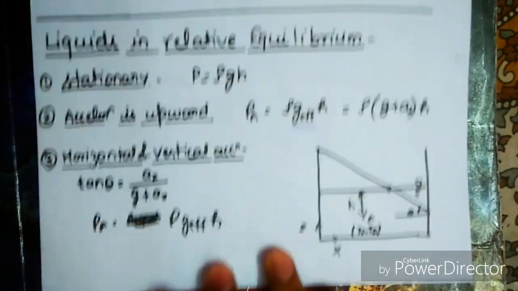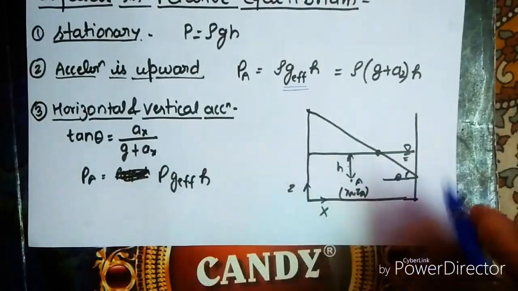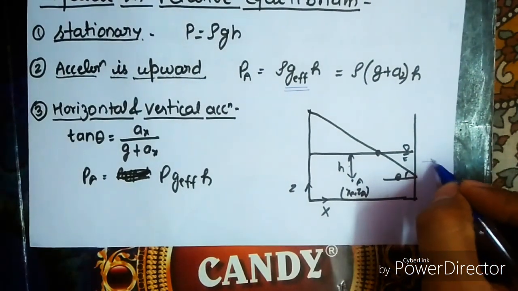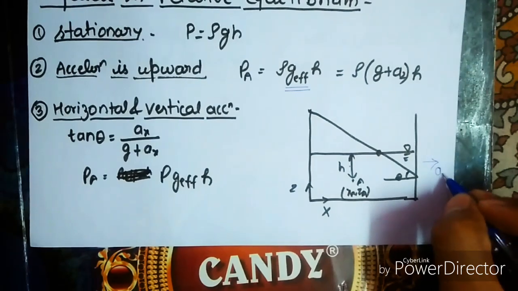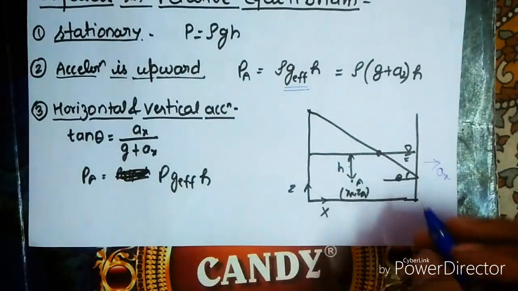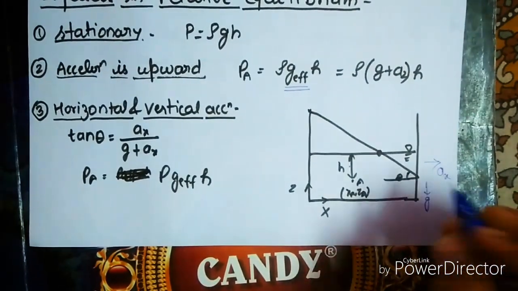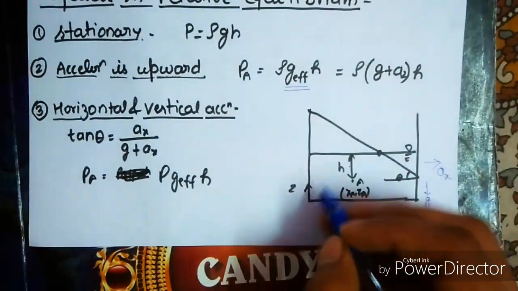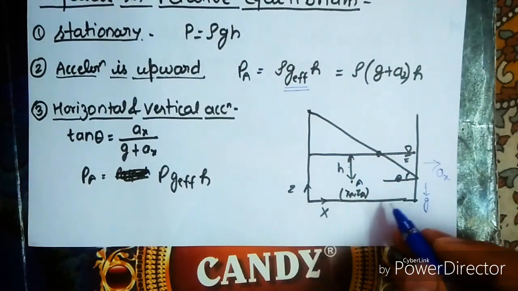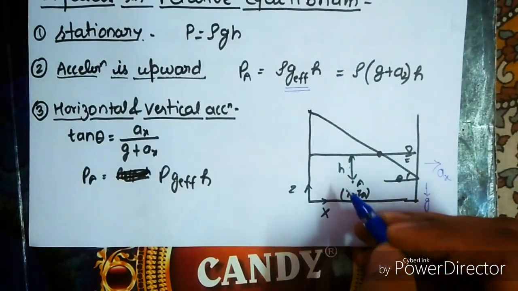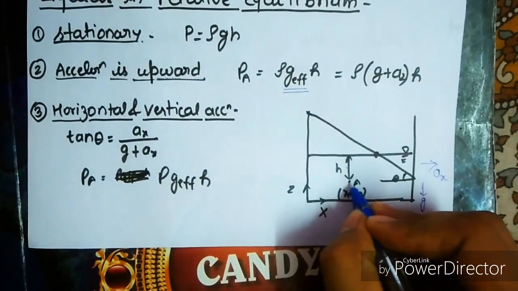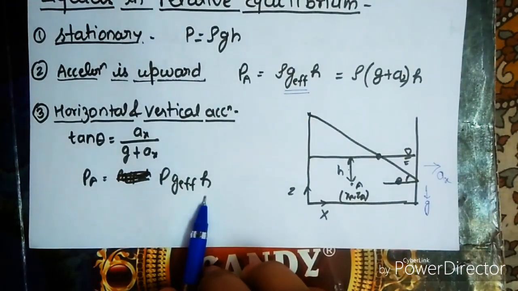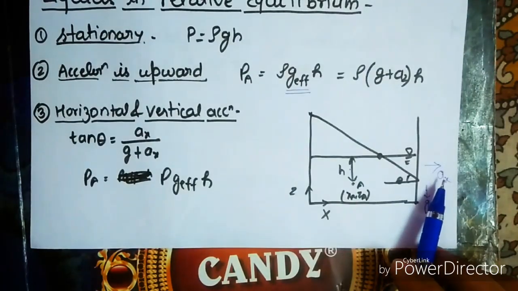Now the horizontal and vertical acceleration. Here we have a case of theta, like this is moving in this direction with some acceleration a_x. Okay, and g is acting downward, and this whole body is moving in this direction, and a liquid is filled here having this much height. Now we have to determine the pressure at some point, like at this point A. Then this equals rho into g effective into h.